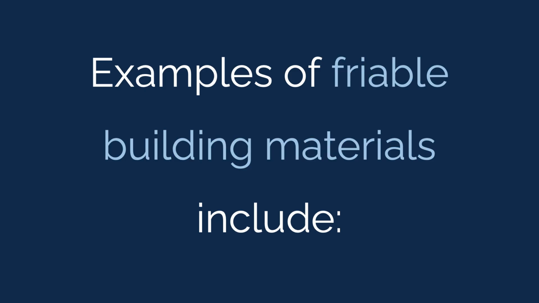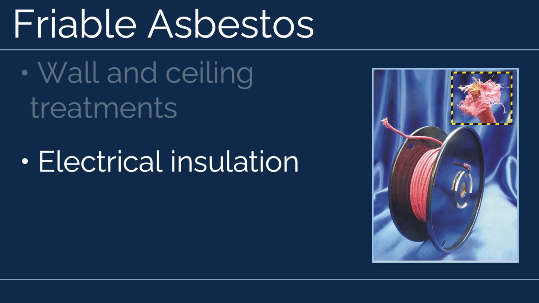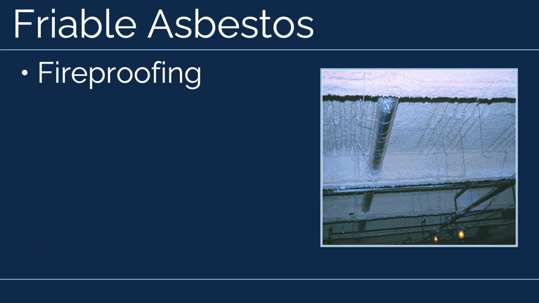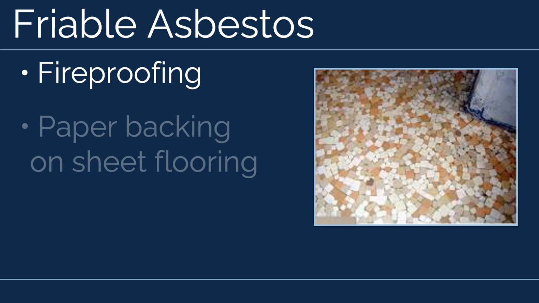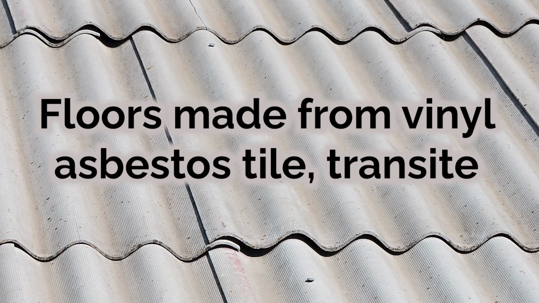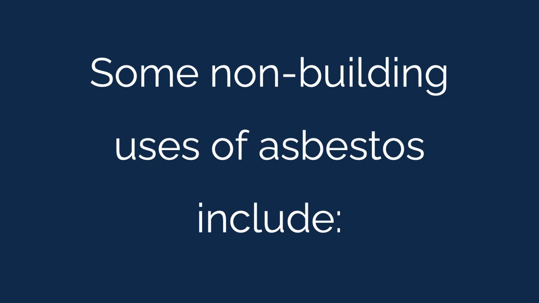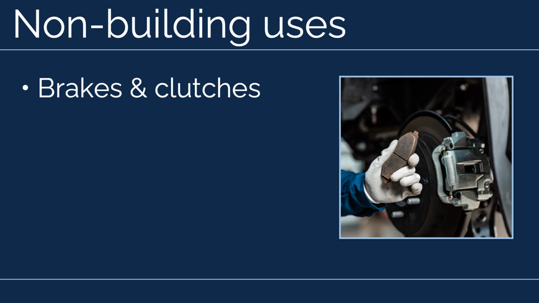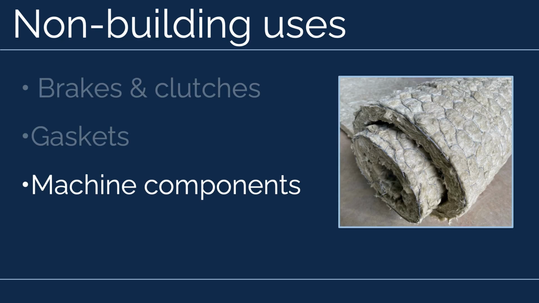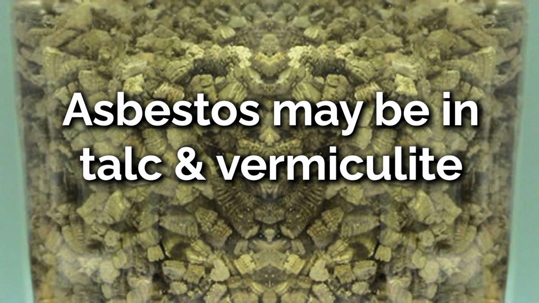Examples of potentially friable building materials include wall and ceiling treatments. These could be sprayed on, troweled on, or drop ceilings, electrical insulation, pipe, boiler, and tank insulation, fireproofing, and paper backing on sheet flooring. Roofing, siding, drywall systems, mastic, floors made from vinyl asbestos tile, and transite are non-friable building materials. Some non-building uses of asbestos include brakes and clutches, gaskets, appliance and machinery components, and asbestos cement pipe found in city water distribution systems. Asbestos is a possible contaminant in talc and vermiculite.